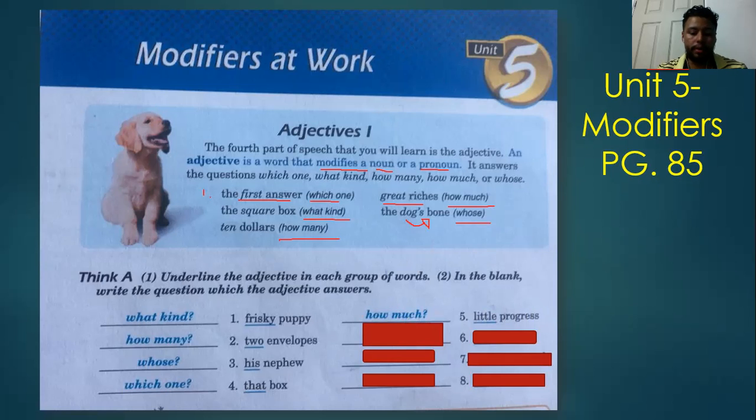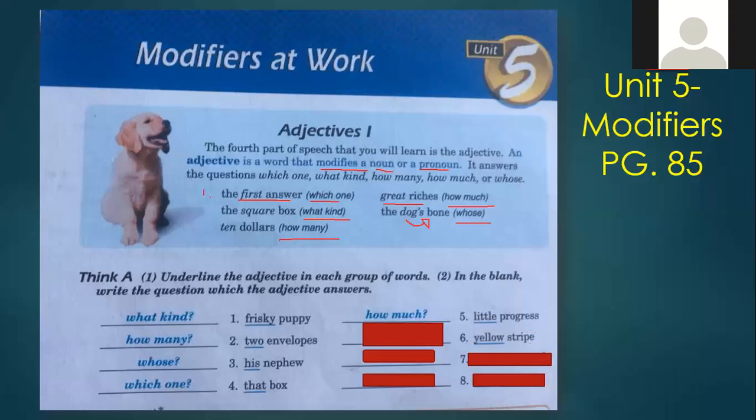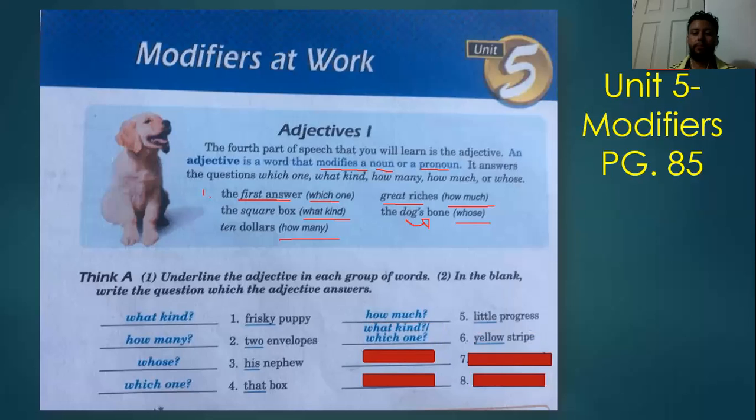It's something not countable. Okay, number six, yellow stripe. So, yellow is the adjective. Yes. And the question, we have two options. First one, we can write what kind, or which one? Which one? Okay, please write in your books.